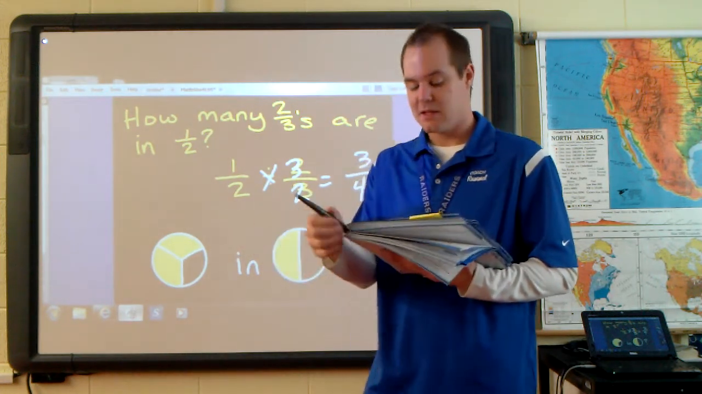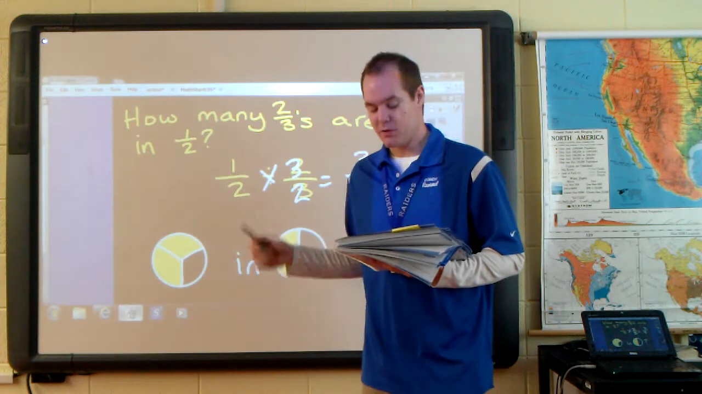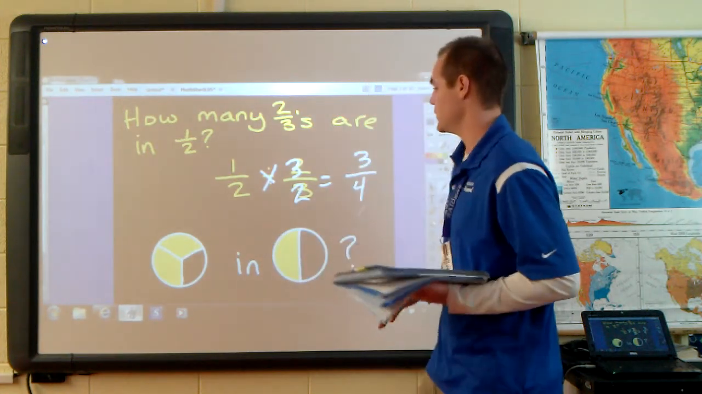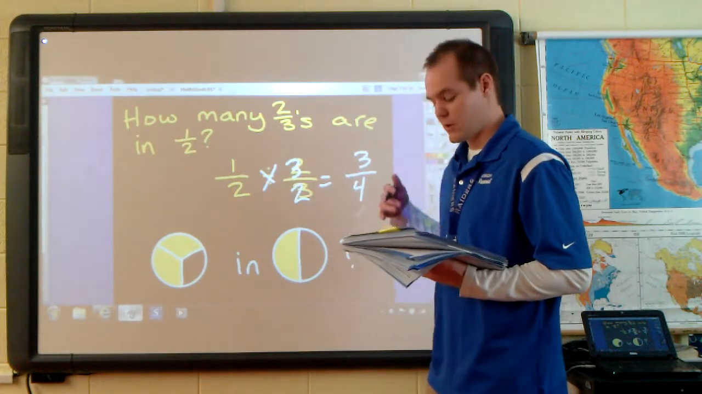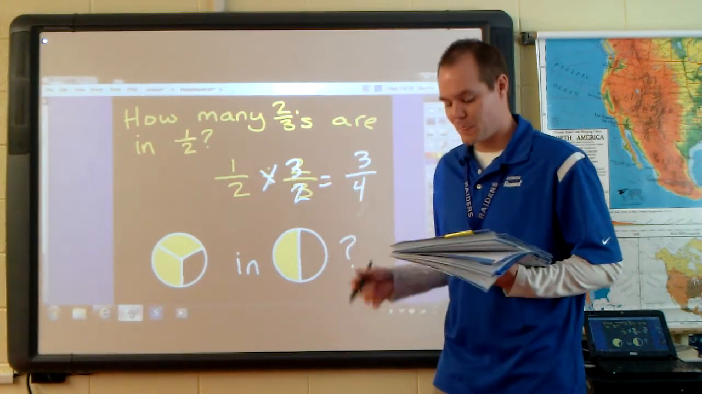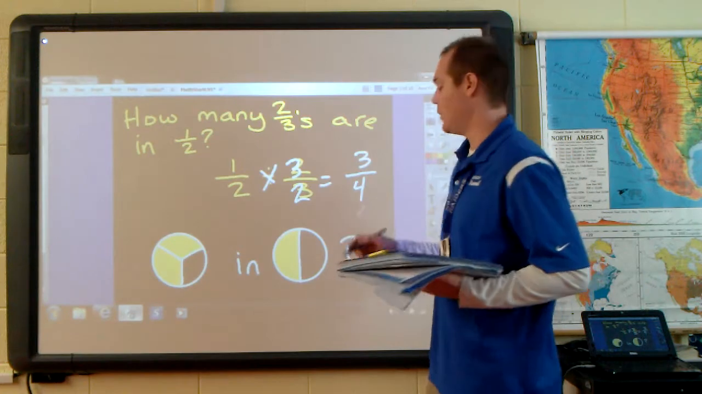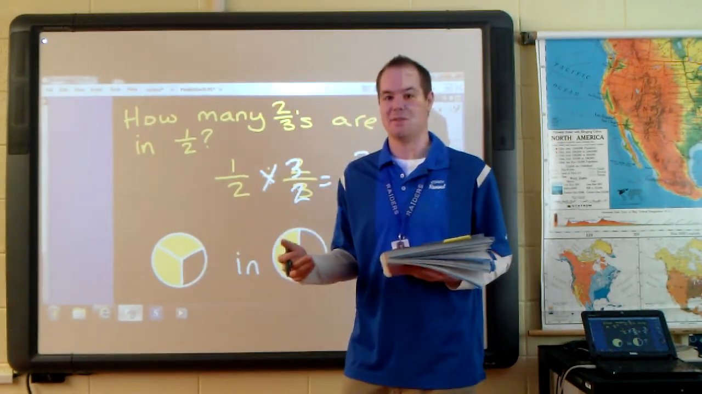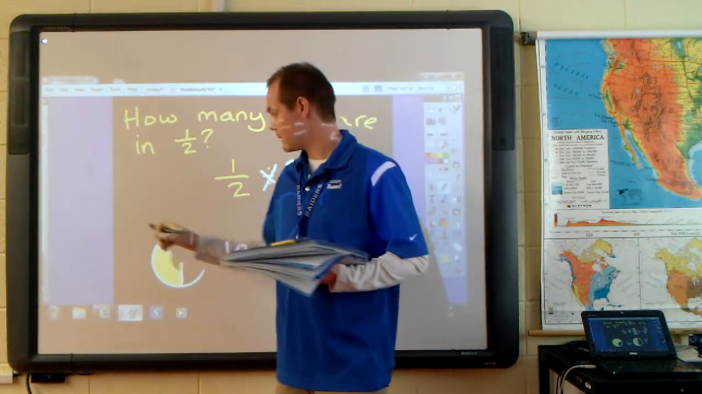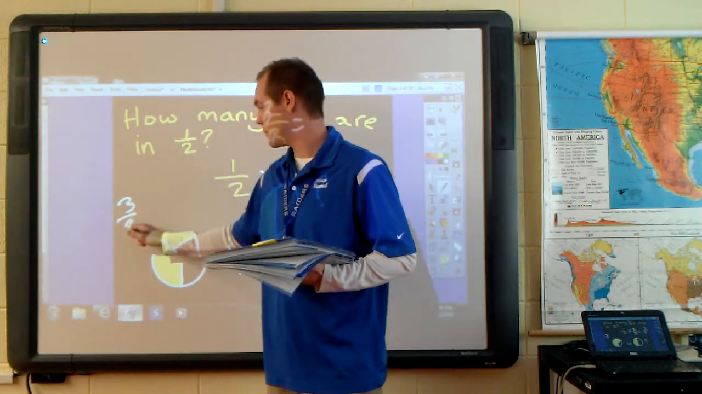We begin by asking a different question. How many 2/3 are in 1? So instead of dealing with how many 2/3 are in 1/2, how many 2/3 are in 1? Well, that answer is its reciprocal. There are 3/2 in 1. And that is our reciprocal.